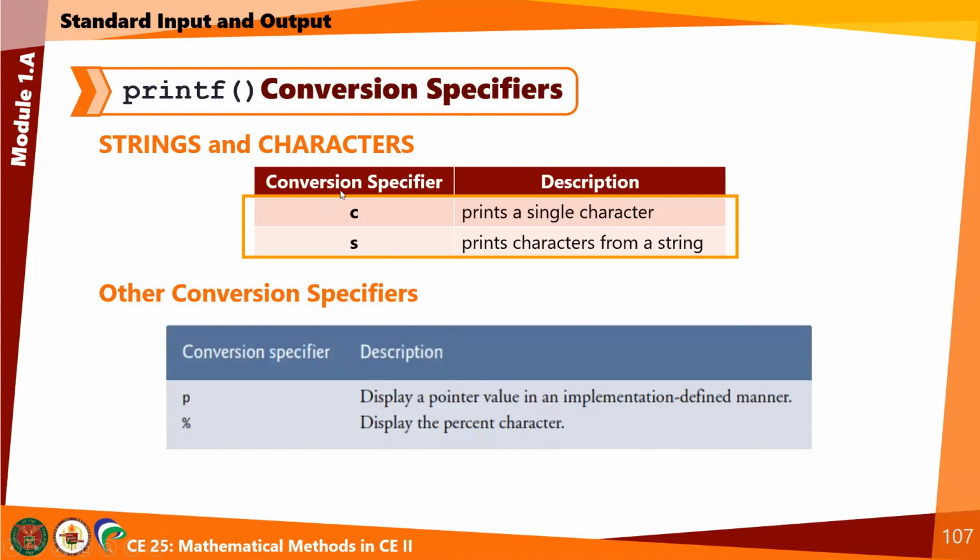Conversion specifiers. This one, conversion specifiers, C prints a single character. So %C will print a single character. %S prints characters from a string. I'll show that later. Okay.